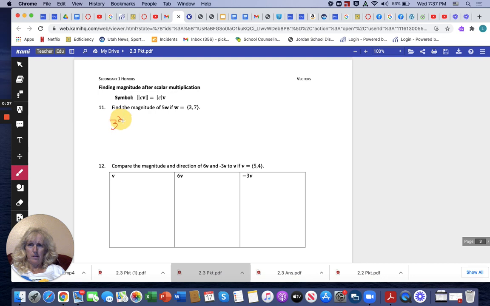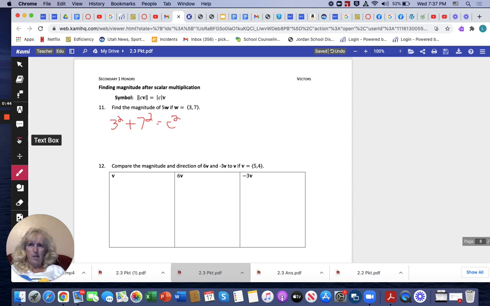3 squared plus 7 squared equals c squared. So this is again using the Pythagorean theorem.